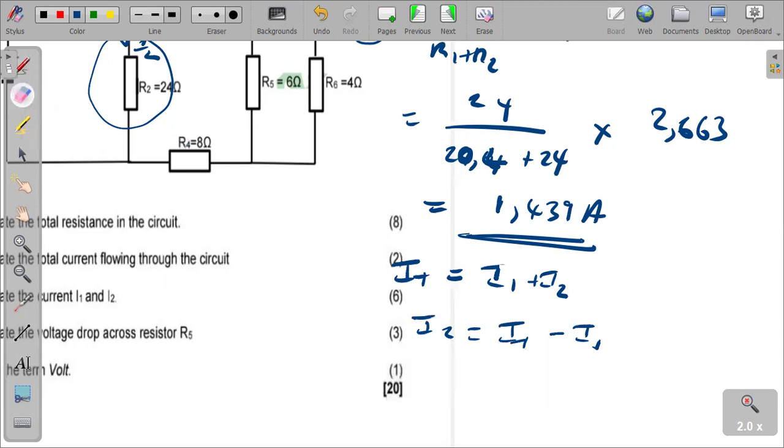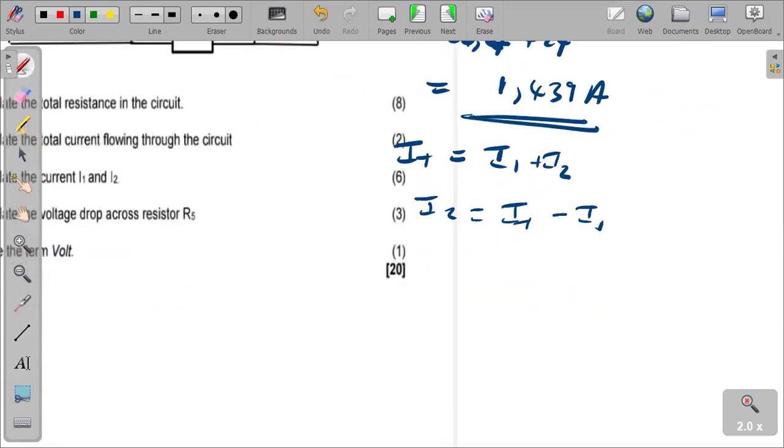So what will that give us? That will definitely give us I total, our total current, that's 2.663 minus I1, which we have just calculated as 1.439, is equal to, what do we get? Of course, if we punch our calculators correctly, we get 1.224 amperes.